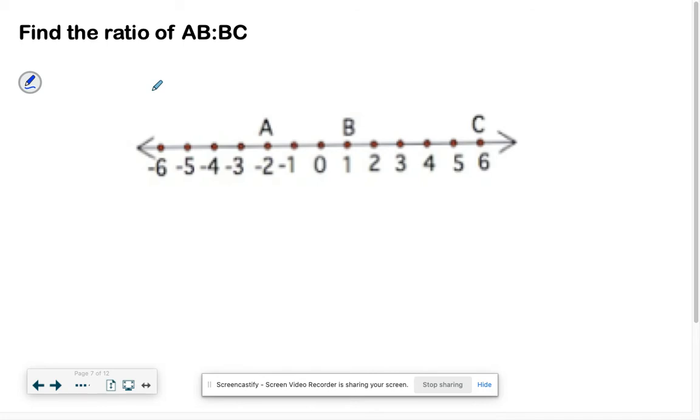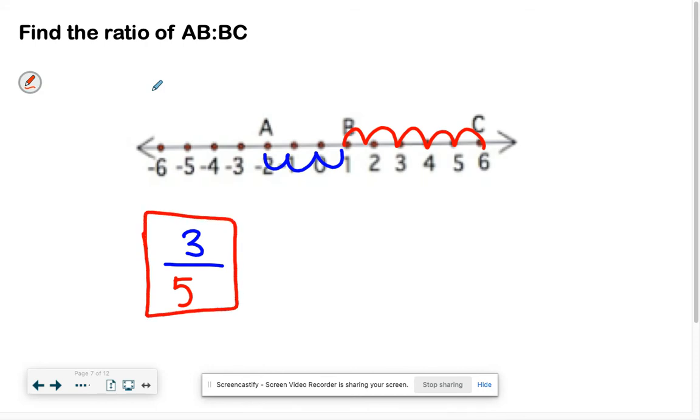Okay, we want to write the ratio of these lengths. So how far is it from A to B, kids? You just skip counting here. 3. So we're going to have 3. Now let's figure out how far it is from B to C. 3 to 5. Can we reduce that? No. So that was pretty easy, wasn't it? That wasn't so bad.